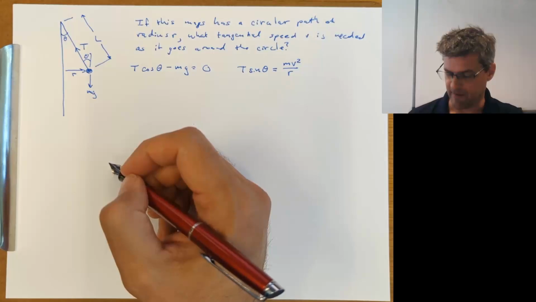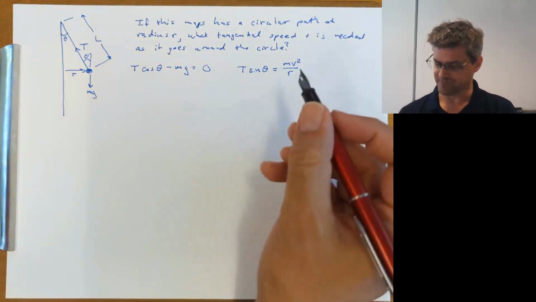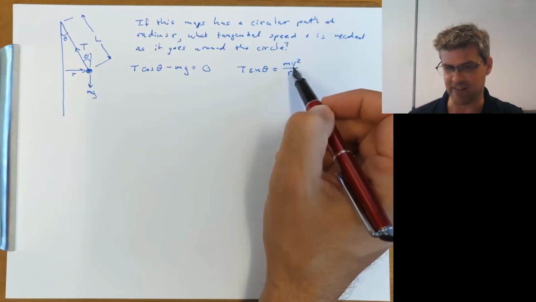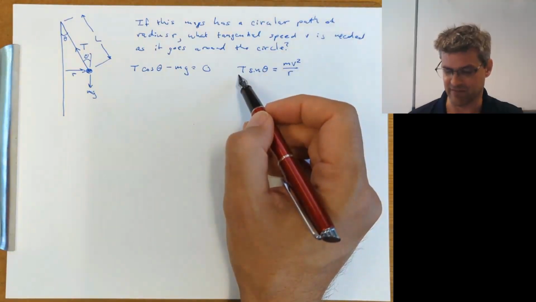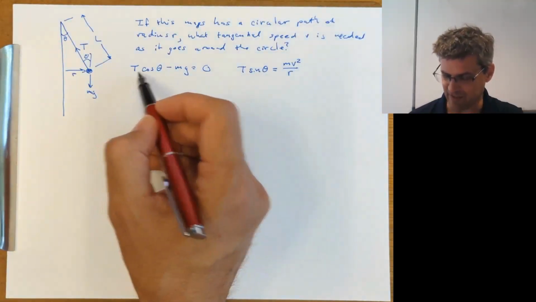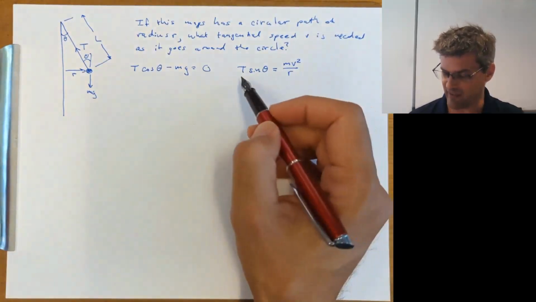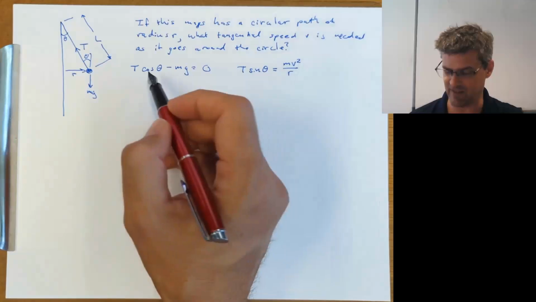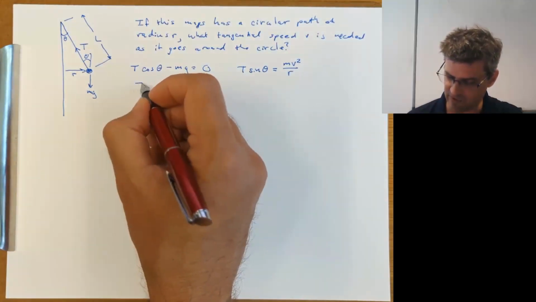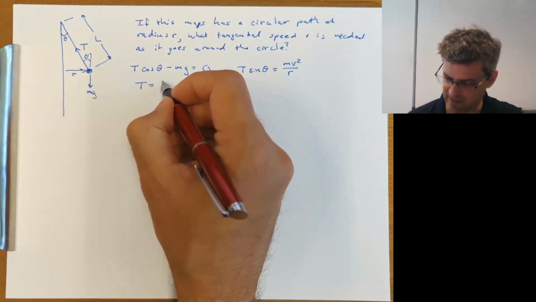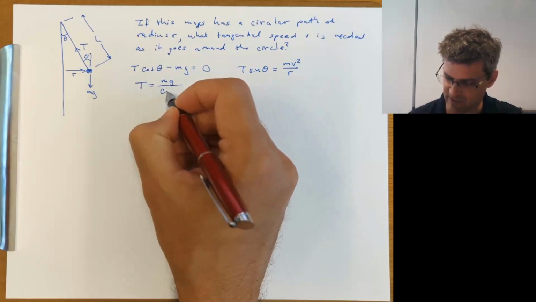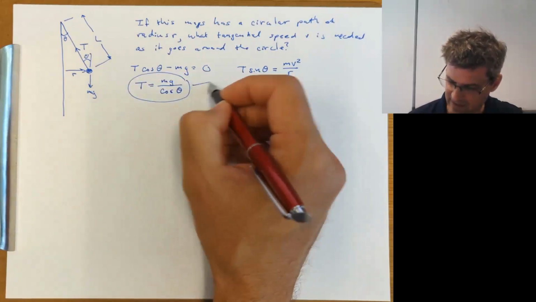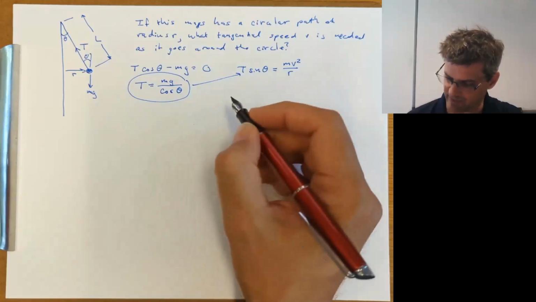Right? Now, in this problem, the one here on the right in particular, I need to find out what this velocity is. But I don't know the tension. I get the tension from this part of the problem. So again, I have two equations, and I have two unknowns, T and v. So over here, I see that T is mg over cosine theta. And I can take this and plug in over here.